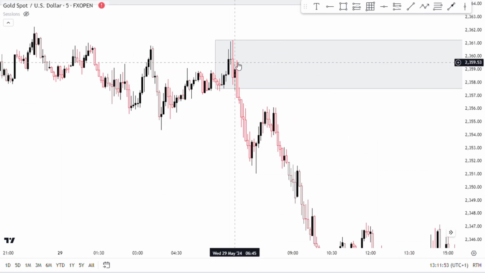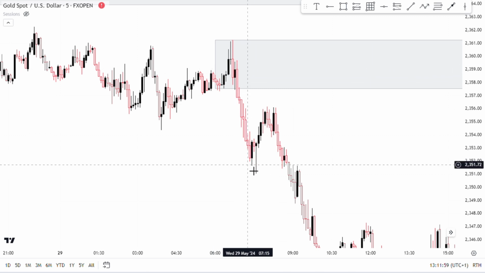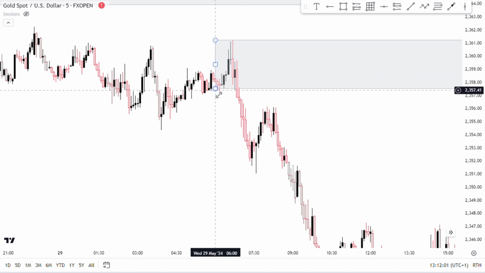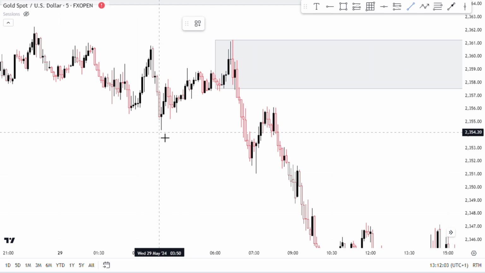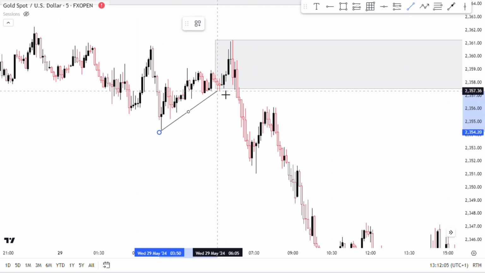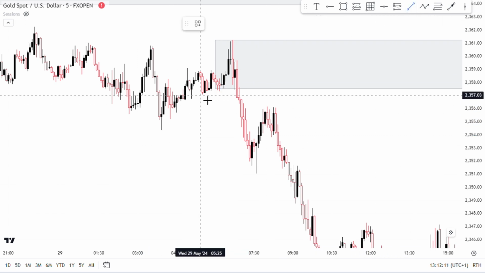So from this high to this particular low, with this high after this bullish candle to this last low here, it ended up breaking all these lows you are seeing here. Let me just draw it out properly. It broke this particular low here.